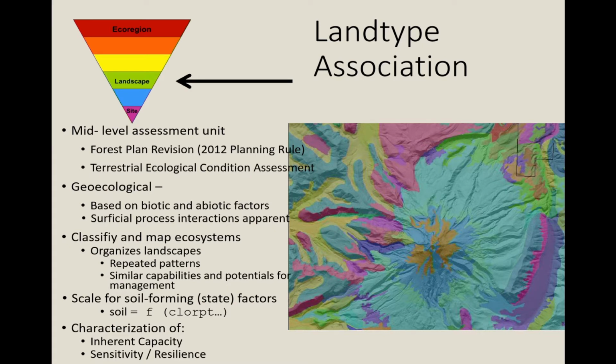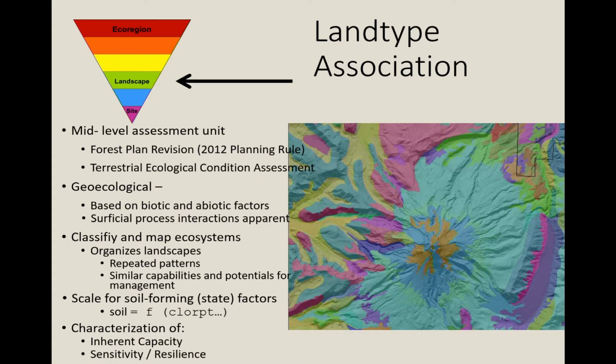Ecologists call those state factors. If you've had a basic soil class, you all know the soil forming factors. This scale of mapping helps resource management understand the inherent capability of landscapes, the process drivers, the sensitivities and the resilience of landscapes to both natural and human impacts.